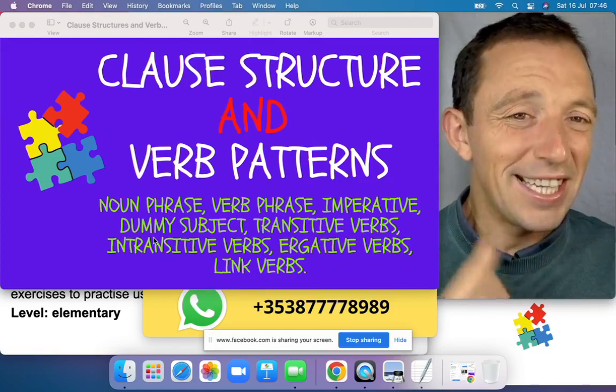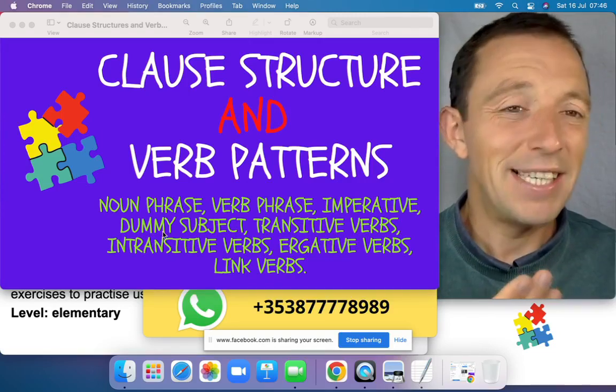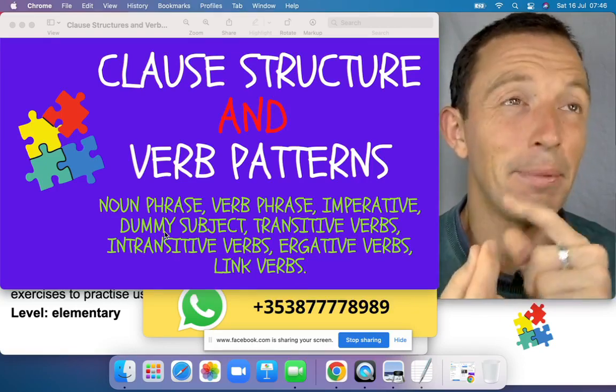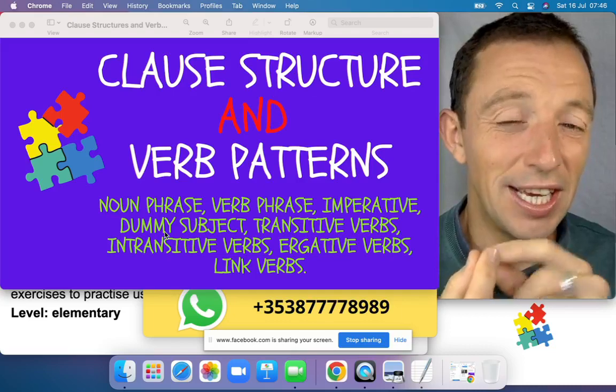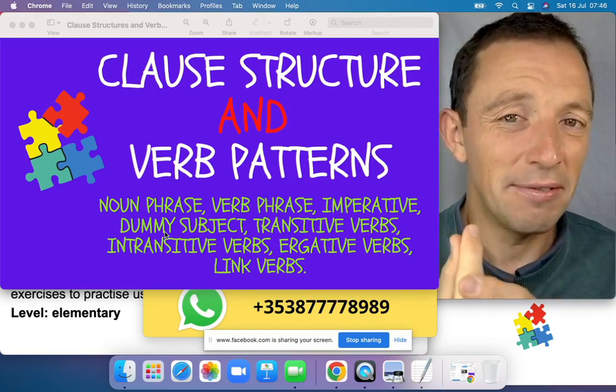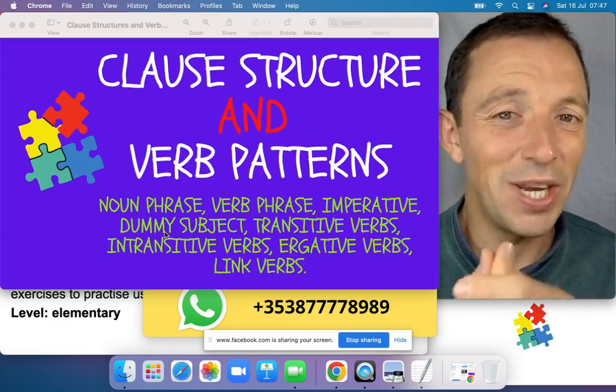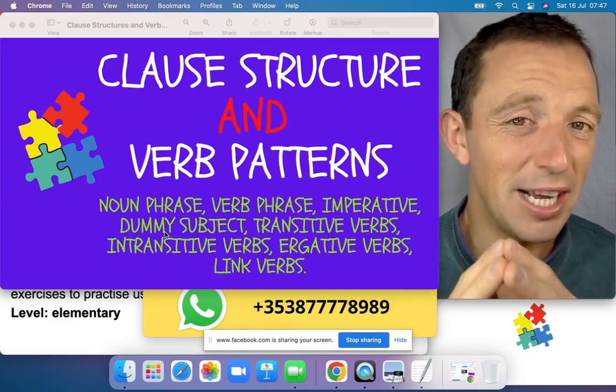A dummy subject is very, very important in English. Basically, this is the subject it. When we say it, for example, it is raining, it is sunny, in English, the majority of the time we need a subject, and when you have no subject, we need it. So that's a really important part today.